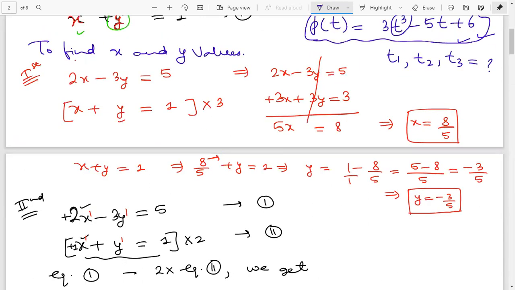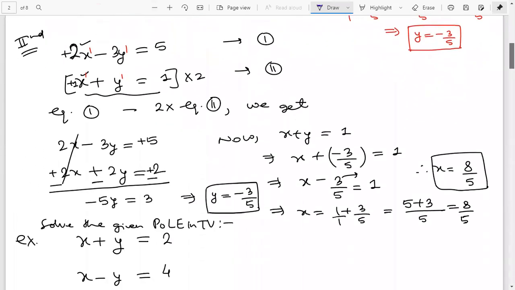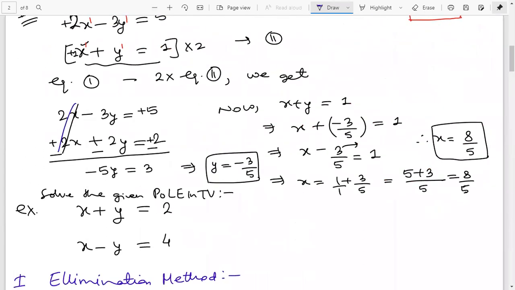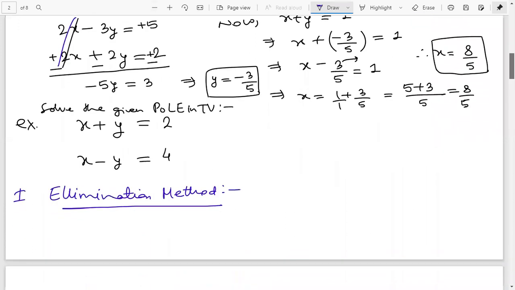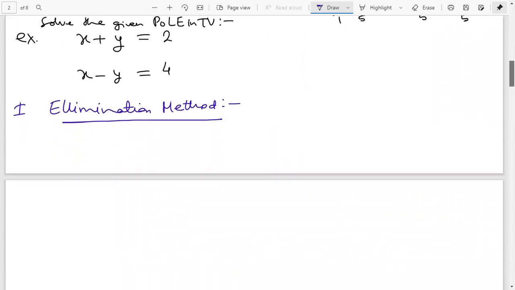Elimination basically means to remove, to delete. We have removed this y term, and here we have removed this x term. So the elimination method means removing the x or y term. Correct. So once again we'll see it for this example.